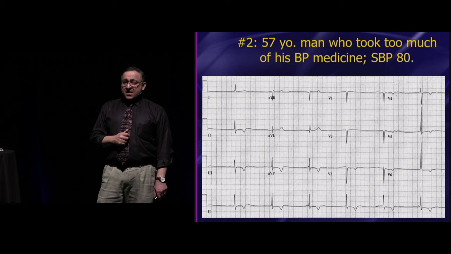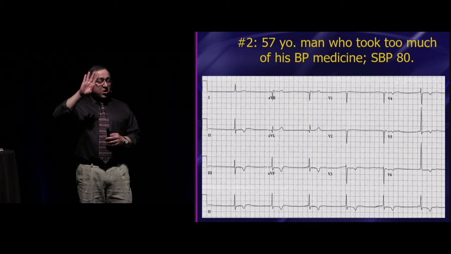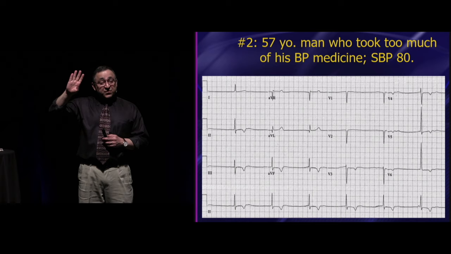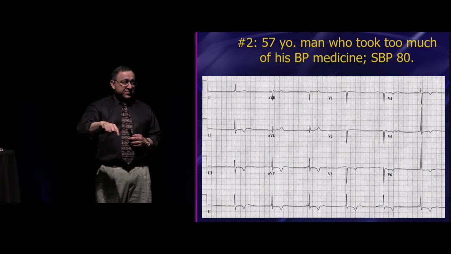Are they unstable? Yes. All right. By the way, there's four cardinal signs of instability in ACLS. Hypotension, decreased mental status, ischemic chest pain, and acute heart failure. So if somebody has one of those four things, then they'd be considered unstable. This person's hypotensive, so you can consider this patient unstable.